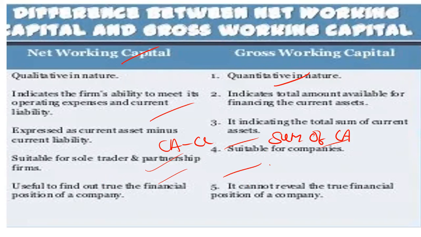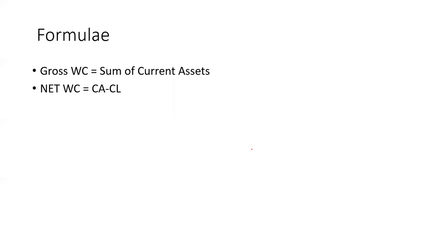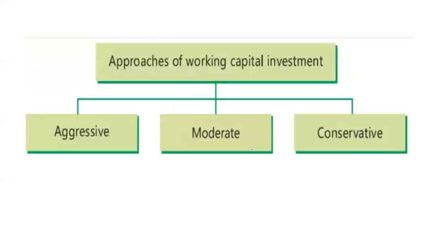If you want, you can take a screenshot of this chart. Here the formulas are mentioned: gross working capital is the sum of current assets, and net working capital is current assets minus current liabilities. Now here comes the most important topic of working capital: approaches of working capital investment. There are three, AMC: aggressive, moderate, and conservative. These are the three approaches of working capital.